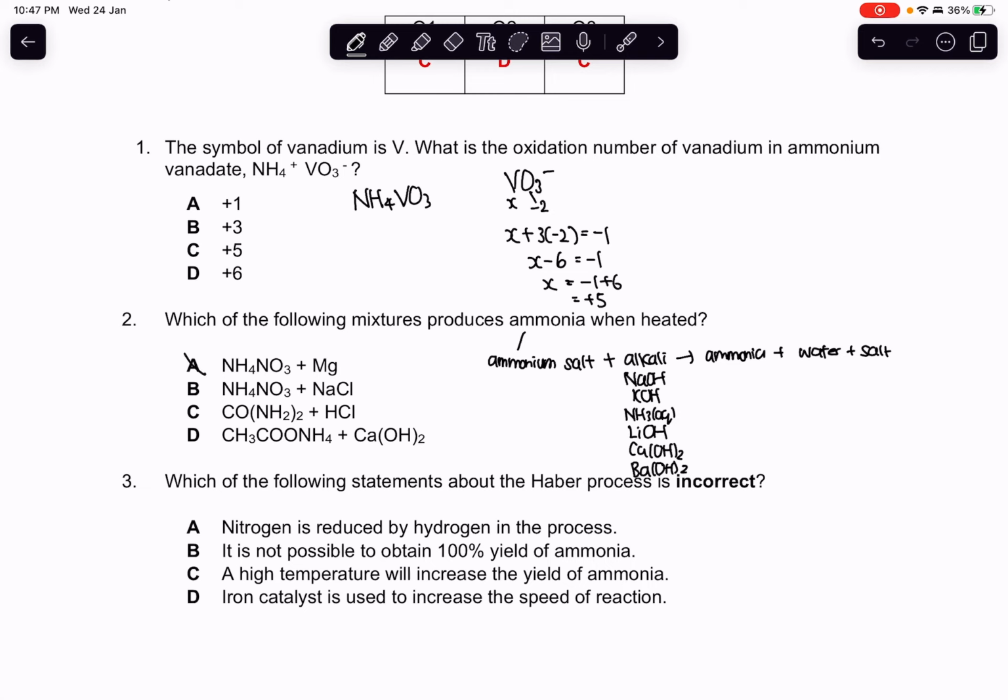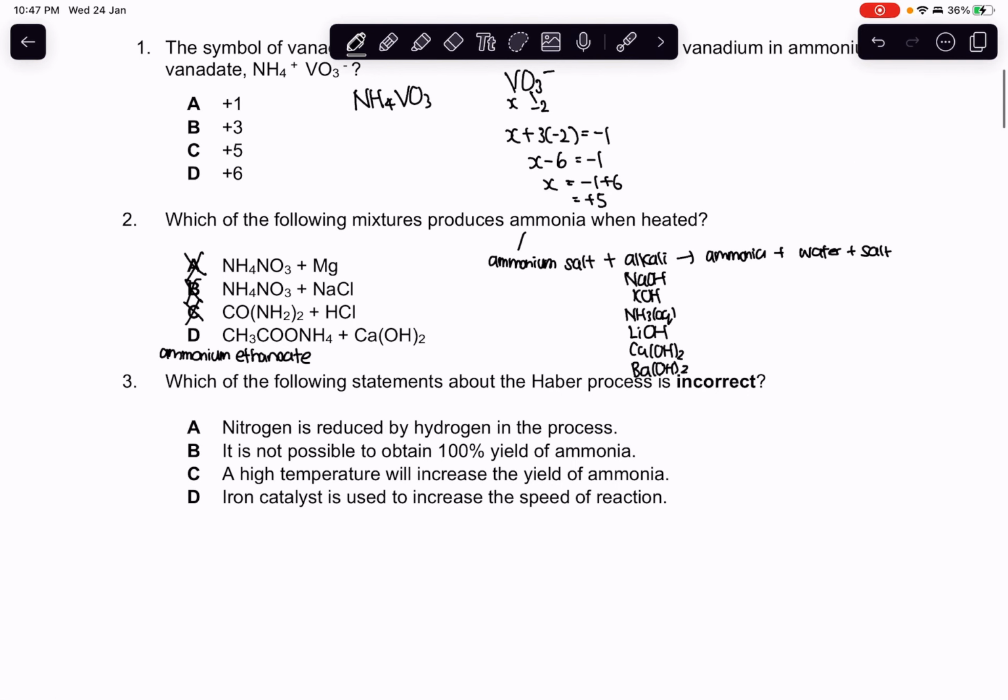So you just go down the list. A is wrong, there's no alkali. B is wrong, no alkali. C is wrong, so the answer is D. Take note that D, CH3COONH4, is actually an ammonium salt, ammonium ethanoate. Then you have calcium hydroxide, so the answer is D.